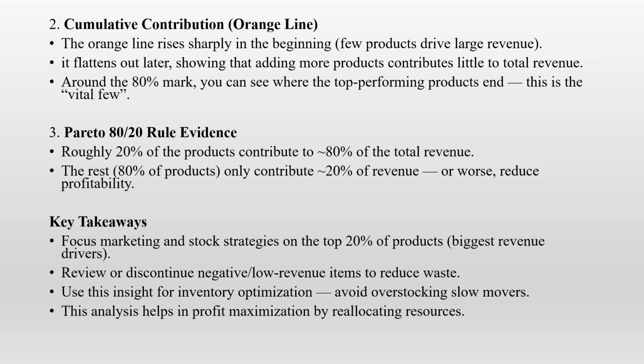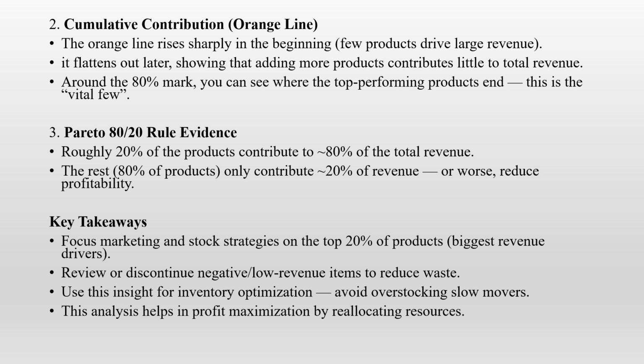Number two, cumulative contribution, that is the orange line. The orange line rises sharply in the beginning. It flattens out later, showing that adding more products contributes little to total revenue. Around the 80% mark, you can see where the top performing products end, this is the vital few.